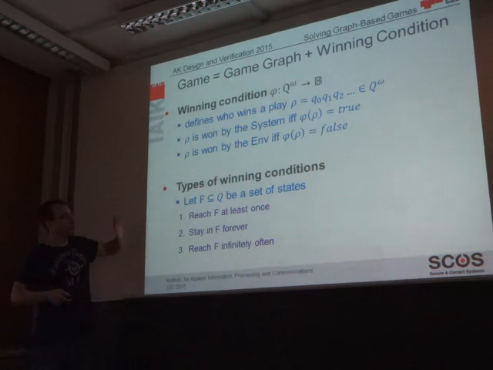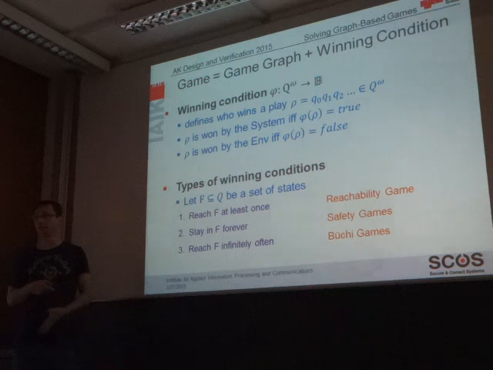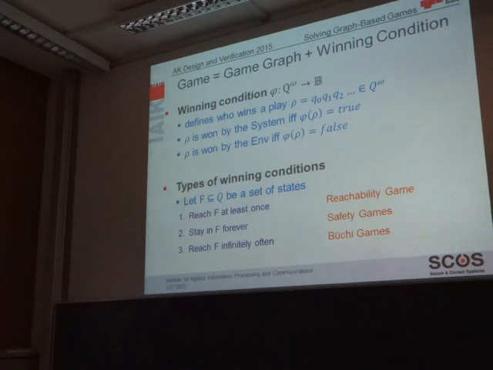And usually we also name the game according to the winning condition. So when we have a game with the winning condition of reaching a certain set of states, then we call this game a reachability game. If we want to stay in a certain set of safe states forever, then this is typically called a safety game. And if we would like to reach some set of states infinitely often, then this is called a Buechi game, similar to the Buechi automata that you have learned about in the first lecture, where we also had to visit certain states infinitely often. Okay, so this is how our game is defined.